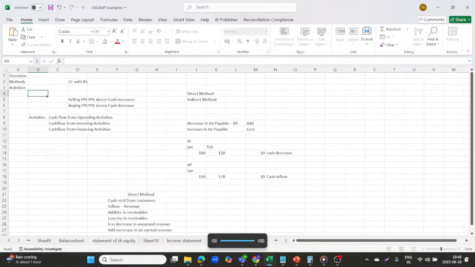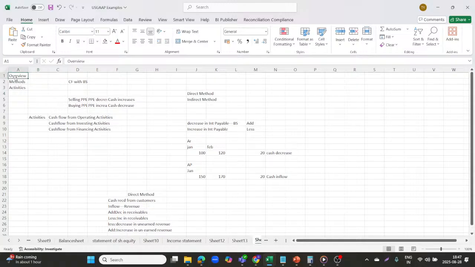Okay, I think there was some disturbance in the voice, or it was not coming properly. So let's start from here again. We have seen that in cash flow, we have to cover three topics. First is the overview, second is the method, third is the activities. So under overview, as I have already discussed, overview means what's the purpose of this statement?